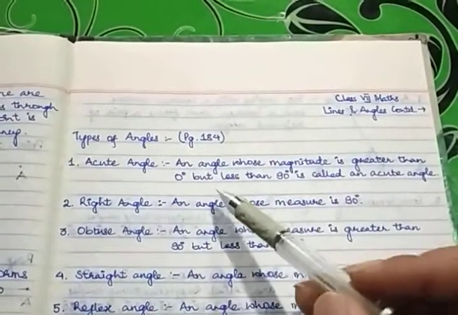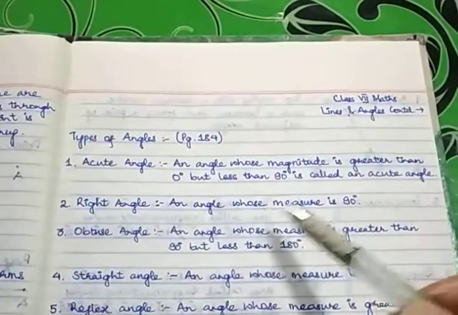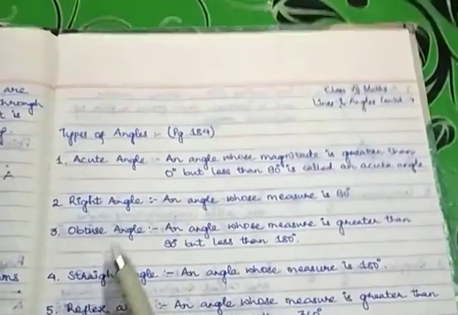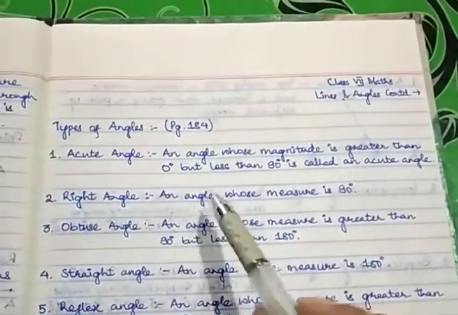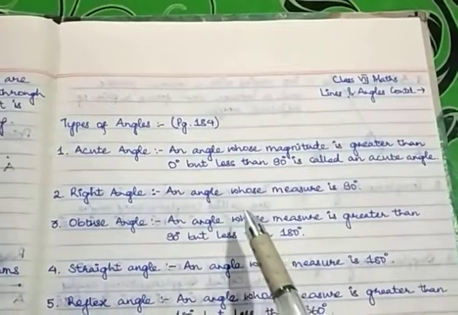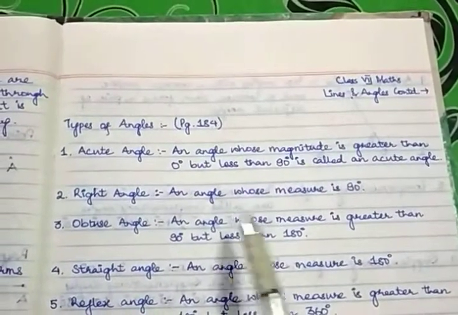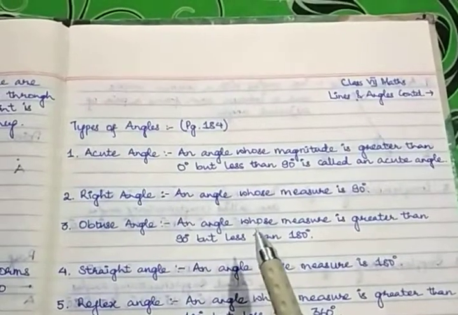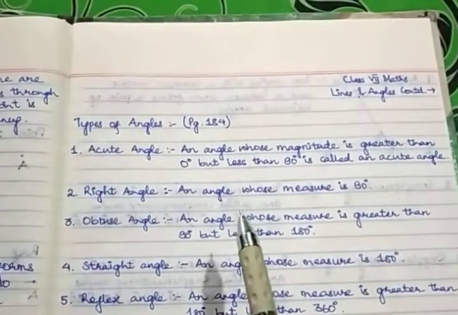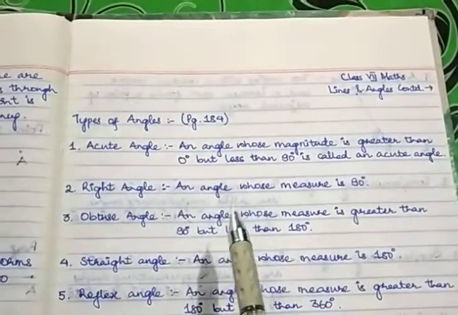Whatever measure of your angle is greater than 0 but less than 90 is known as your acute angle. Now the next one we have here is the right angle, an angle whose measure is 90 degree. An angle whose measure is exactly 90 degree is known as a right angle. It is not more than 90, not less than 90, it is exactly 90.